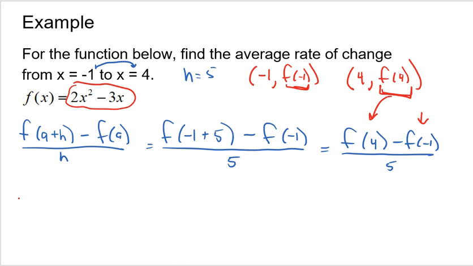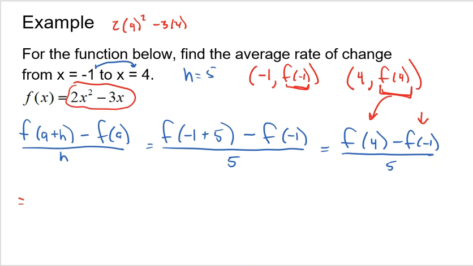All right, so now I just got to actually get my y values. So f of 4, that's the y value when x equals 4. So I'm just going to do a little bit of dirty work. That's going to be 2 times 4 squared minus 3 times 4. And if you need to do that work on your calculator or in your head, that's fine. 4 squared is 16. 2 times 16 is 32.